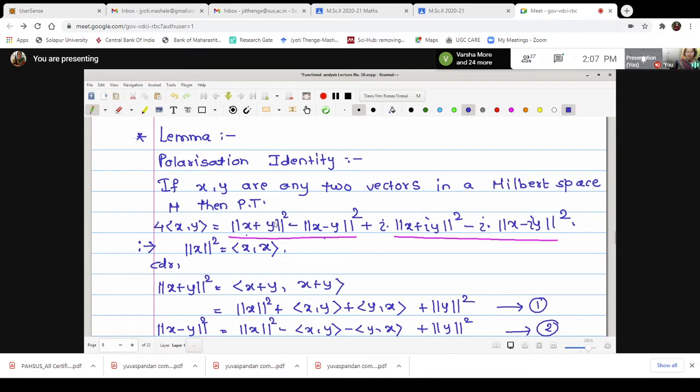Later we have proved one important identity named the polarization identity, which states that for any two vectors x and y in the Hilbert space, we have to prove that 4 times the inner product xy is given with this right hand part.